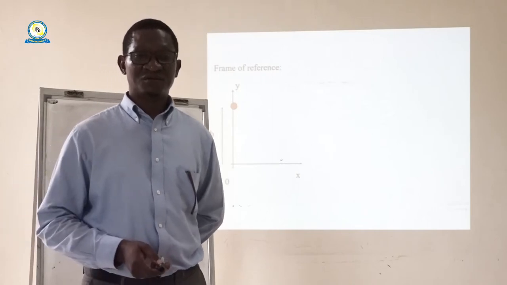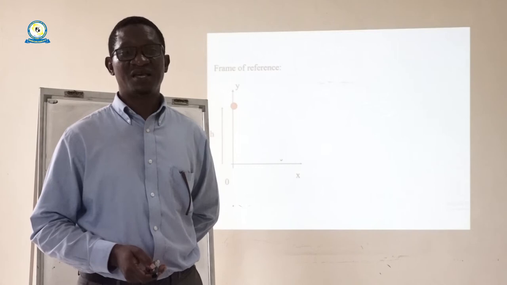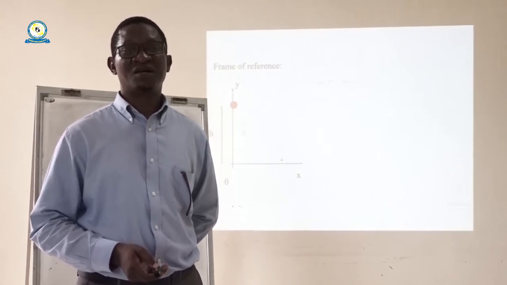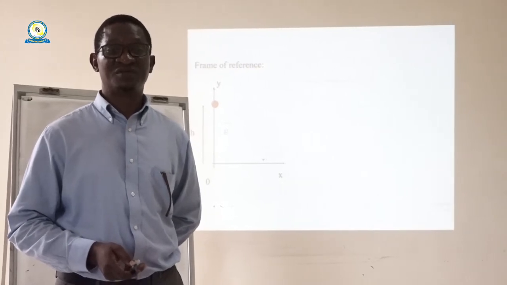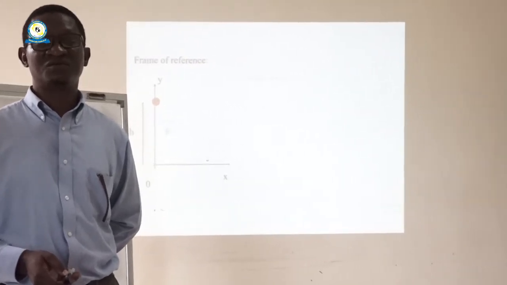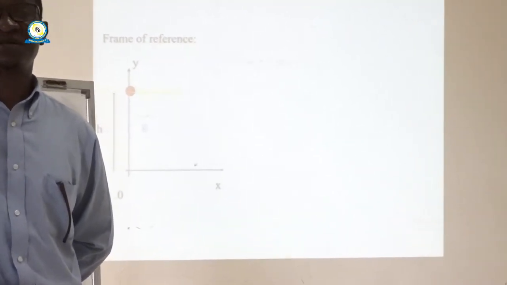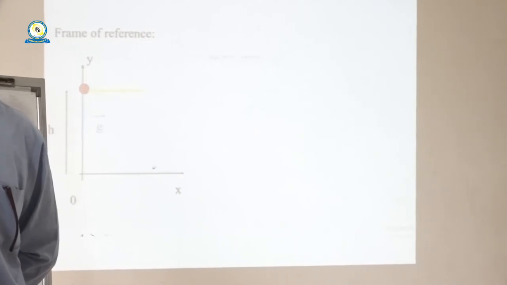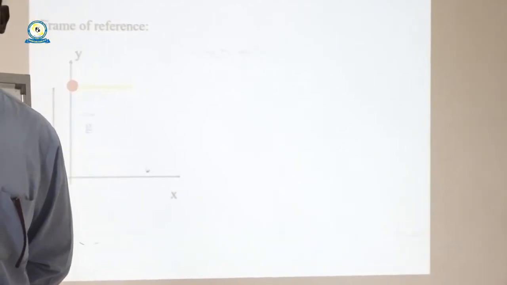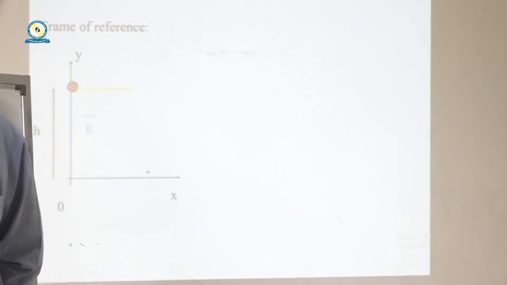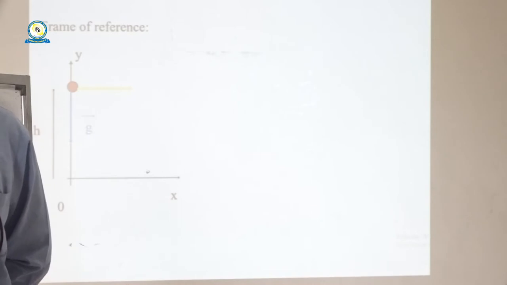We have a ball at a height h. If that ball is dropped vertically down, it will accelerate with g, the acceleration due to gravity. If that ball is projected, it means we have a horizontal component also, in the x direction.